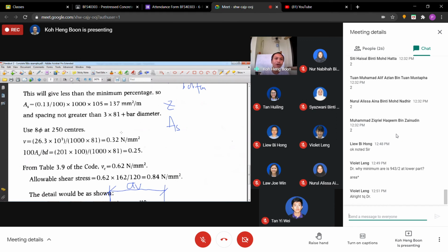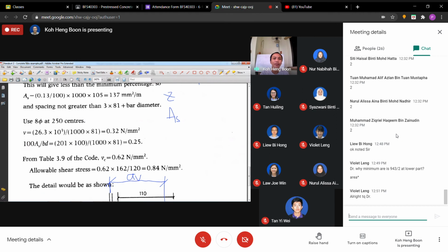So you're going to use 8 mm diameter with a spacing of 250 center to center. You can go and calculate for it. For this, 137. Then after that, convert into spacing, it is 250 roughly.